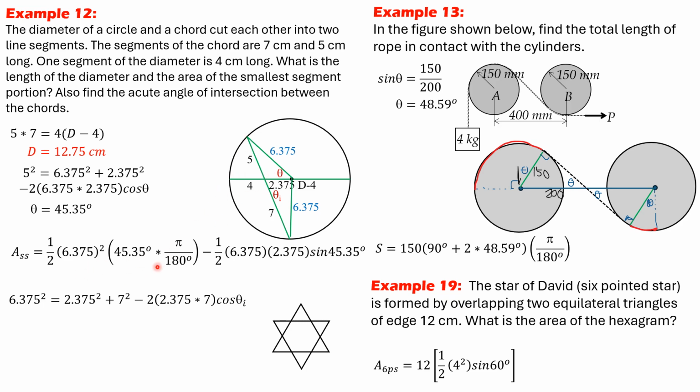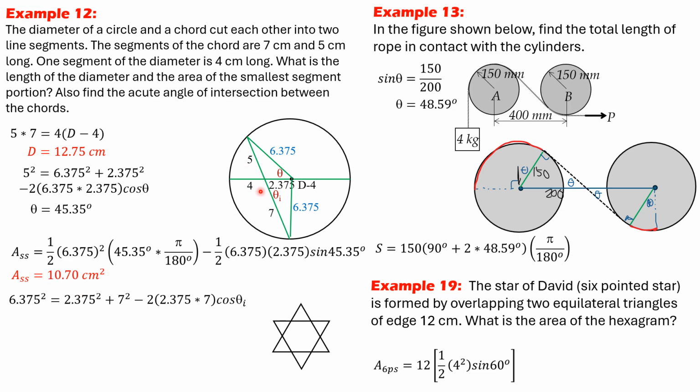So having found theta, the area of the smallest portion is area of sector, 1/2 R squared times central angle 45.35 degrees times pi over 180, minus 1/2 of 6.375 times 2.375 times sine of 45.35 degrees. So solving for the area of the smallest portion, it is equal to 10.70 square centimeters.